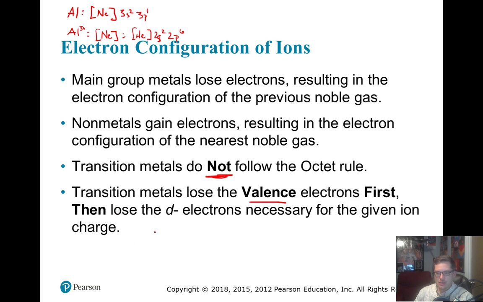Let's do scandium. Scandium normally is bracket argon, and then 4s2, 3d1. That's the normal electron configuration for scandium. So if you're going to make scandium 2+, that means it's going to lose 2 electrons. So it'd be bracket argon. And remember, it's going to lose its valence electrons first. Those are the ones in the highest energy level. So that would be that 4s2. So then it would be just 3d1.